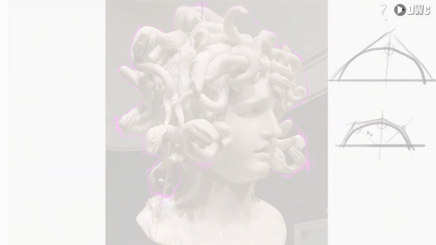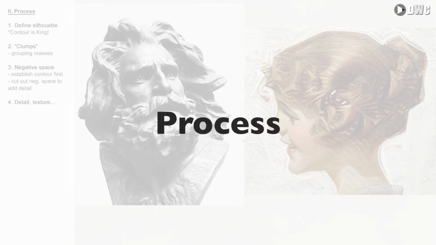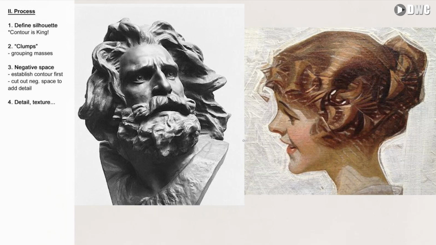Okay, let's talk about process. There's a very simple four-step process. Number one, we define the silhouette first. Contour is king. We use the corners, extremities, and straights to define the silhouette. Step two is we make the secondary shapes. Major shapes first, secondary shapes second, major and minor. That's the core of my philosophy.